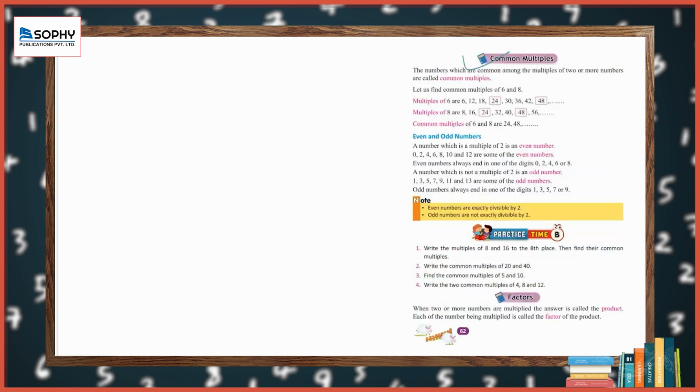Now let's look at common multiples. The numbers which are common among the multiples of 2 or more numbers are called common multiples. Let us find common multiples of 6 and 8. Multiples of 6 are 6, 12, 18, 24, 30, 36, 42, 48. Here are the multiples of 8, and the common multiples are 24 and 48 and so on.